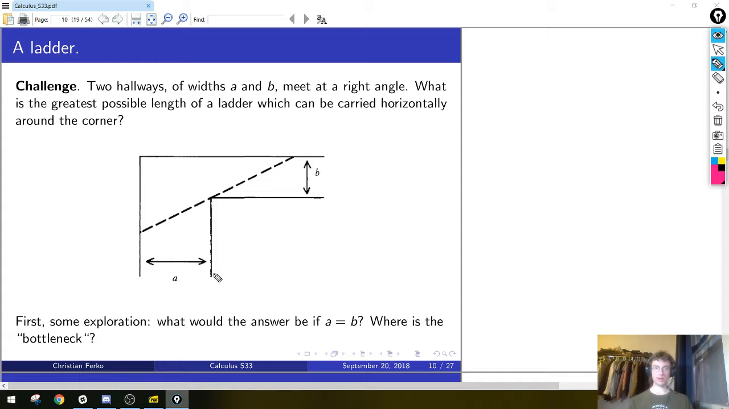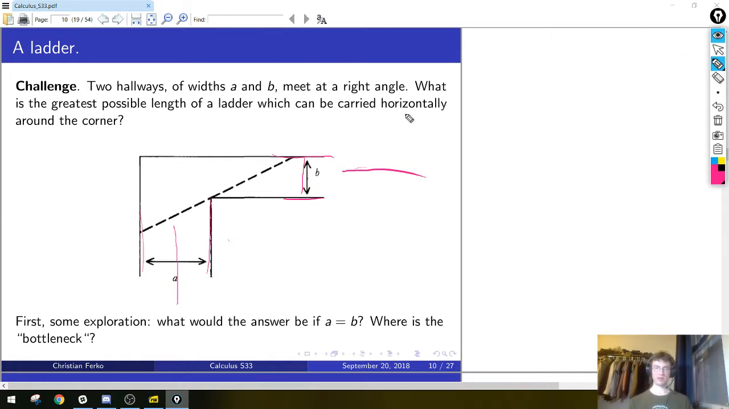We have these two hallways, and the widths can be different. So the width of this hallway on the left is some number a, and the width of this second hallway up here, at the top right, is some number b, which can be different. And I want to carry a ladder around this hallway. I'm carrying it up this hallway of width a, and then to get it around the corner, I have to rotate and carry the ladder into the hallway of width b.